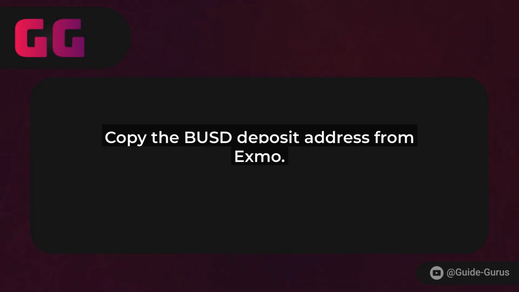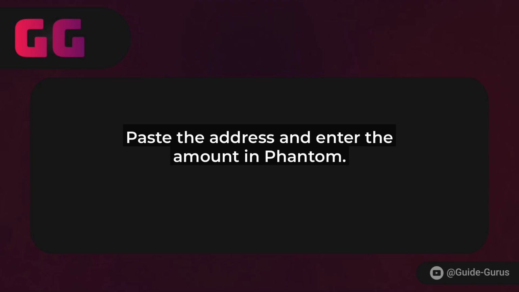Next, head over to the XMO Exchange website or app. Log in to your XMO account and go to the deposit section. Look for BUSD under the available cryptocurrencies. Copy the deposit address provided by XMO. It's usually a long string of letters and numbers. Pro tip: always verify that you're copying the correct network, like BEP20 or ERC20, to match your Phantom Wallet setup.